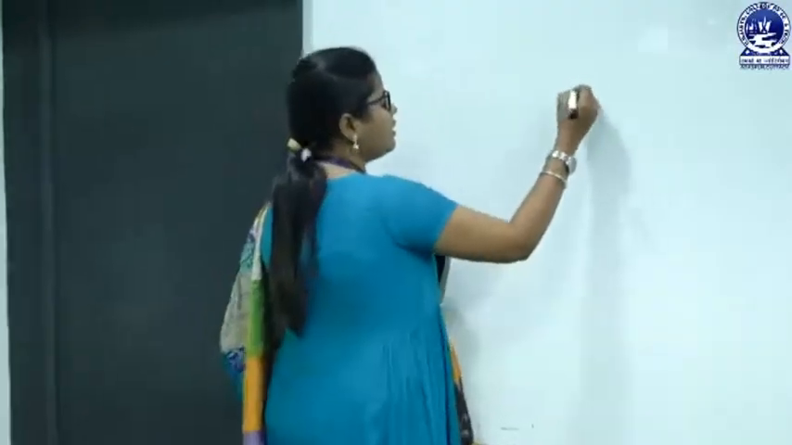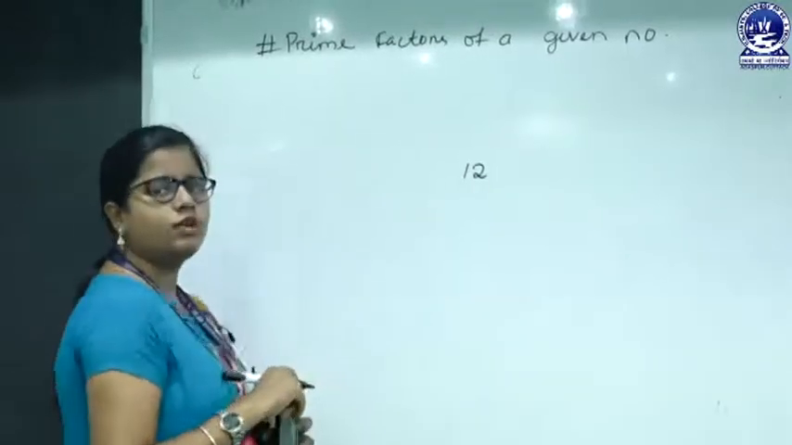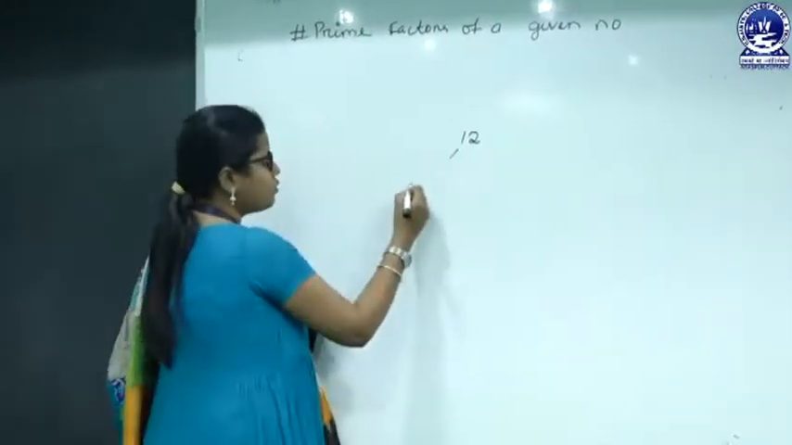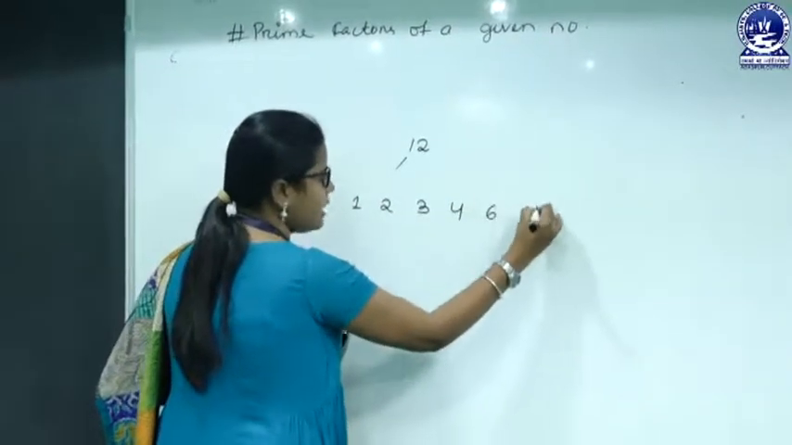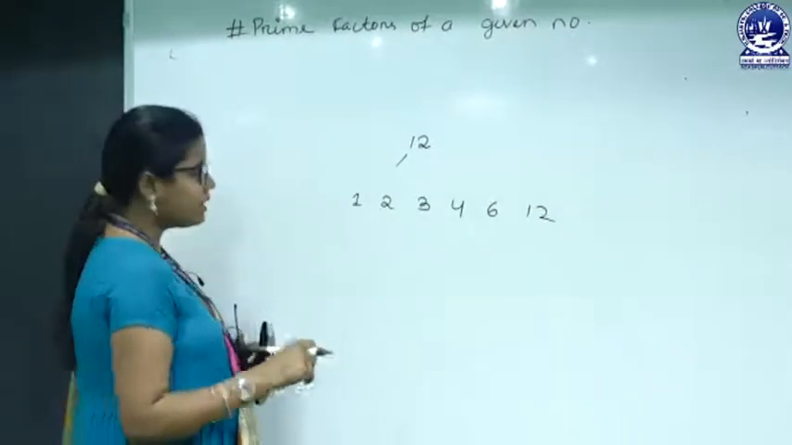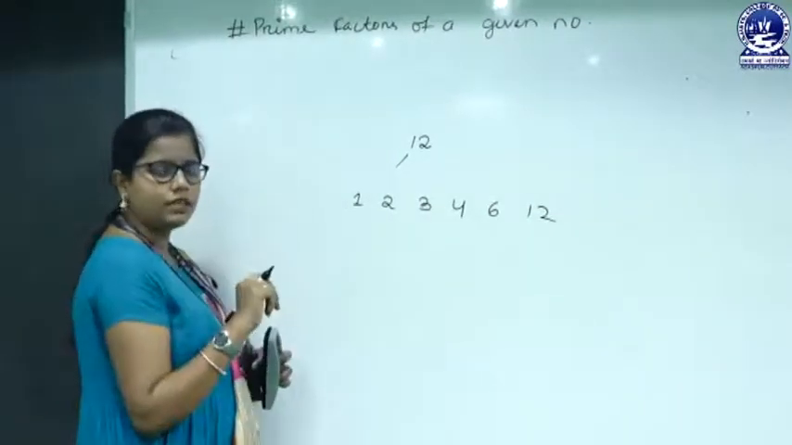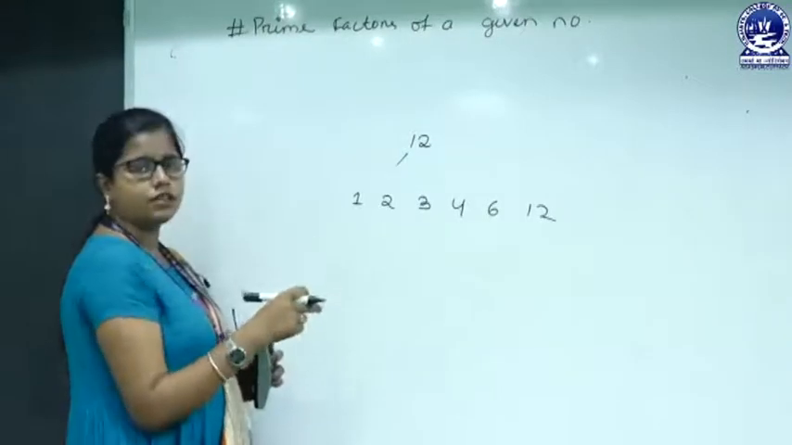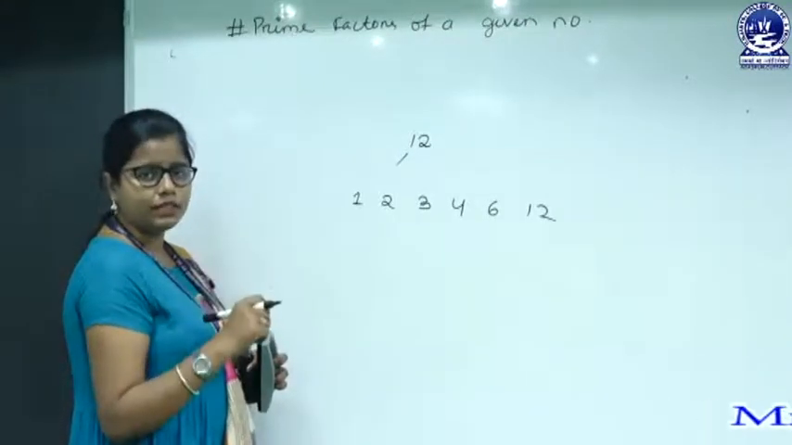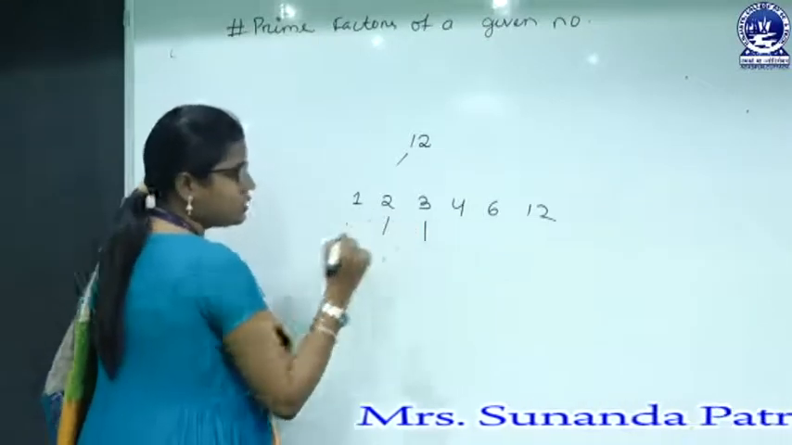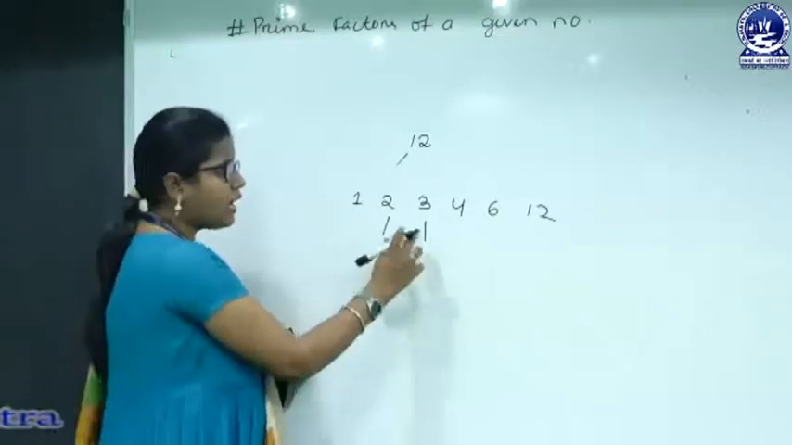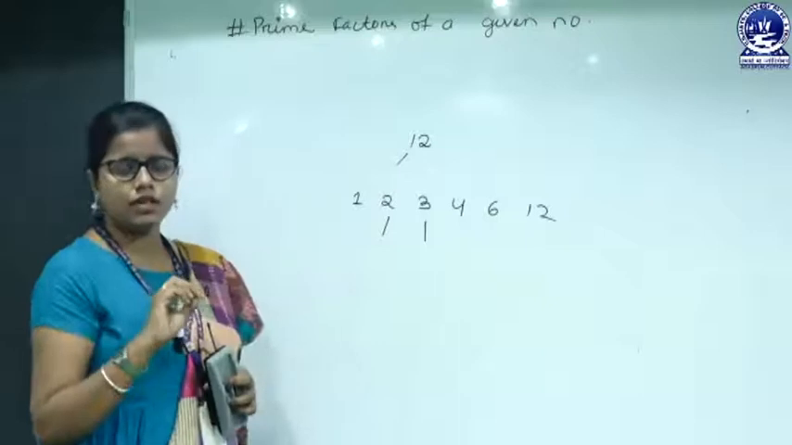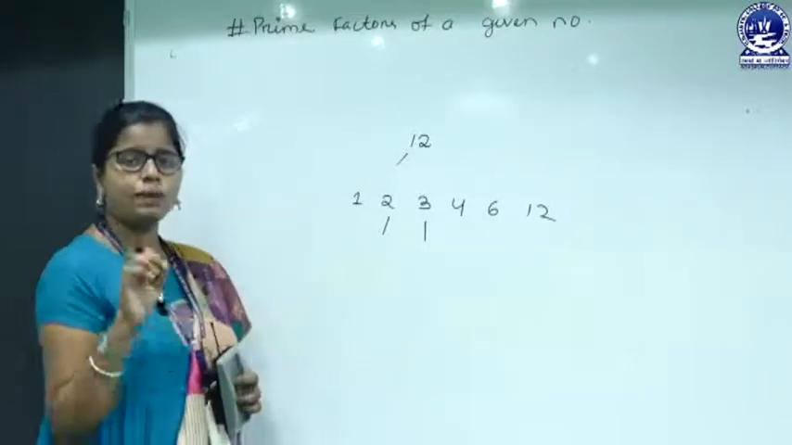So let's have a look into the logic here. Suppose I am giving a number as 12. So what are the factors of 12? The factors of 12 are 1, 2, 3, 4, 6 and 12. So how many factors are there? There are 6 number of factors. But among the 6 number of factors, which are the prime factors? So those are 2 and 3. Those are the prime factors. So we have to print only 2 and 3. 4, 6 and 12, those are the factors, but those are not prime numbers.